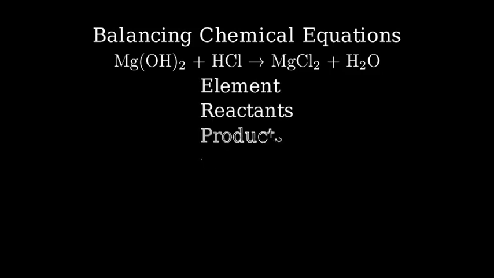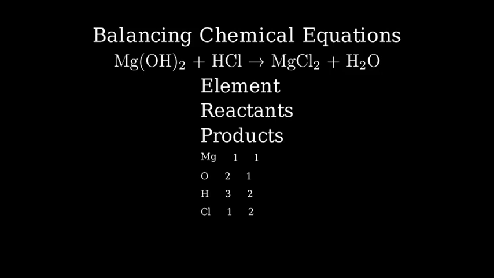Let's count the atoms on each side. For magnesium, we have 1 atom on each side. For oxygen, we have 2 atoms on the reactant side, but only 1 on the product side. For hydrogen, we have 3 atoms on the reactant side, but only 2 on the product side. And for chlorine, we have 1 atom on the reactant side, but 2 on the product side.